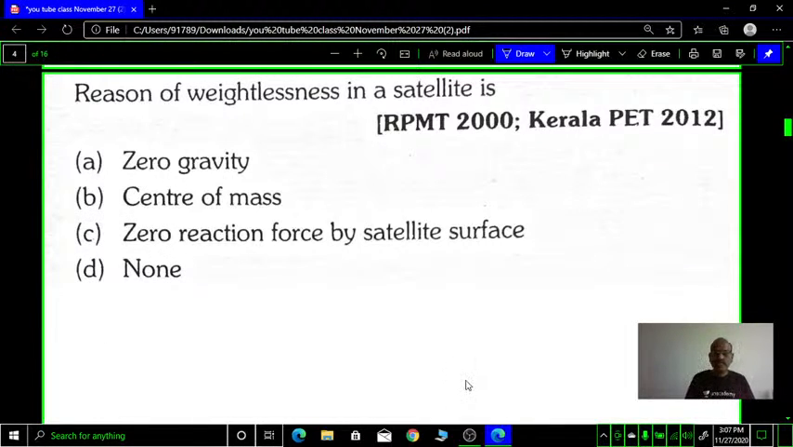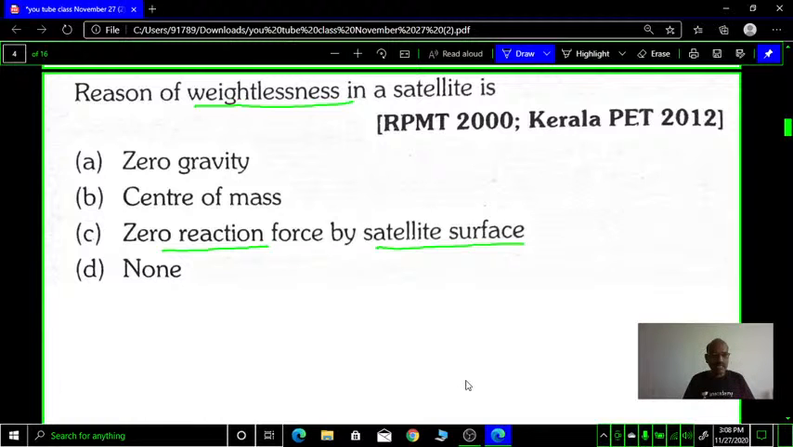The reason for weightlessness in a satellite, right? We know this condition: when a lift is falling freely from a certain height, you will feel weightlessness. In a satellite, we feel weightlessness. What is the main reason? Inside the satellite, zero gravity, no, right? Center of mass is not a reason, none of this is a reason. It is the zero reaction force by the satellite surface.